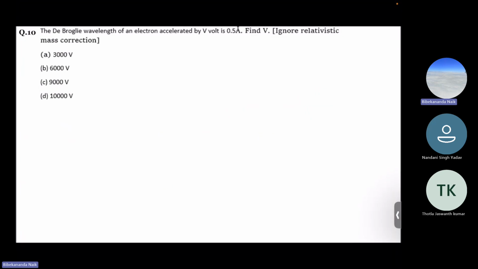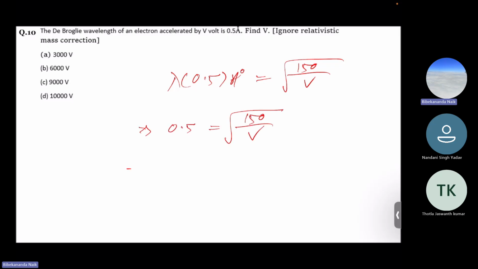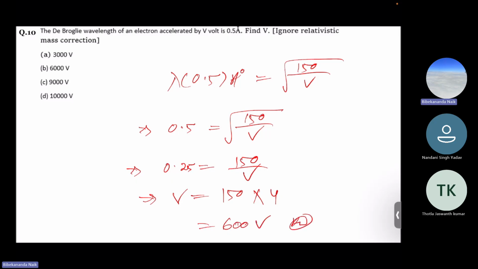As we have already discussed, the expression for the de Broglie wavelength of an electron, if lambda is in Angstrom, is 150 divided by V, all under the root. So 0.5 equals root over 150 divided by V, so 0.25 equals 150 by V, that implies V equals 150 into 4, which is 600 volt. So here I think the options were wrong. The correct option is option B, 600 volt.